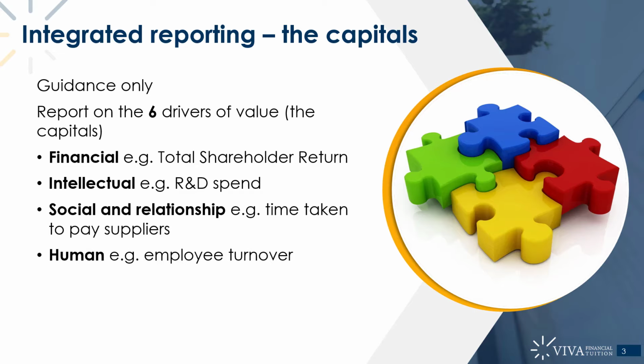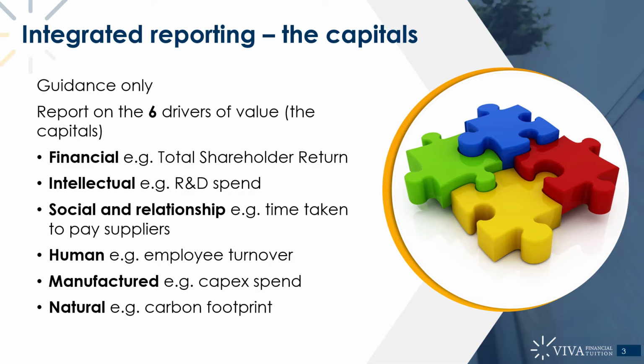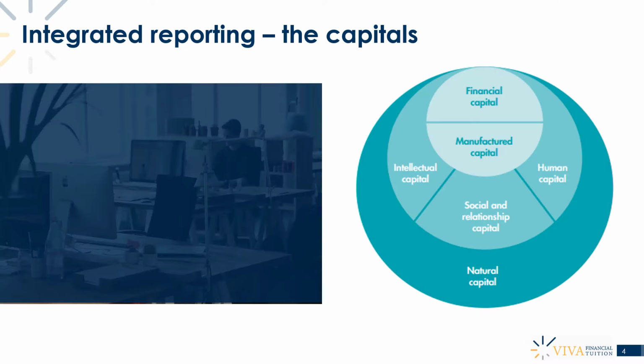Next, human capital. How are you developing your people? And a nice metric for this is employee turnover, because if you're motivating your staff, if you're developing your staff, they don't tend to leave. Manufactured capital. What tangible assets have you bought or developed? So CapEx spend, for example, capital expenditure. What capital items have you bought, like plant, for example? And then finally, your natural capital. How are you interacting with the wider environment around you? And a metric for that is your carbon footprint. So those are the 6 capitals which you need to know and have a bit of an idea of what goes into each one. Here's a little bit more on those capitals and how they link together.